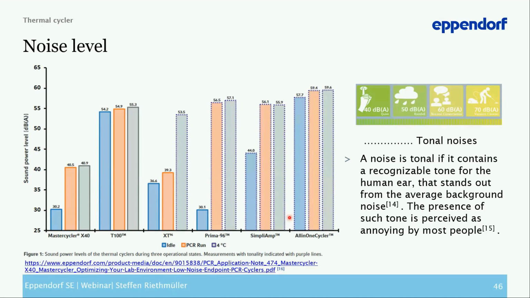And the sound power level was measured during the idle mode. Idle mode means that no application is running. The sound power level was measured during the PCR run and also during the hold step at 4 degrees. And you see that the mass cycler X40, for instance, emitted a sound power level of up to 40.9 dBA, and this could be compared with a noise you find in a library. So not very noisy. There are other cyclers, they emit sound power levels over 50 dBA. So here you have a noise level, which is in between rainfall and conversation.